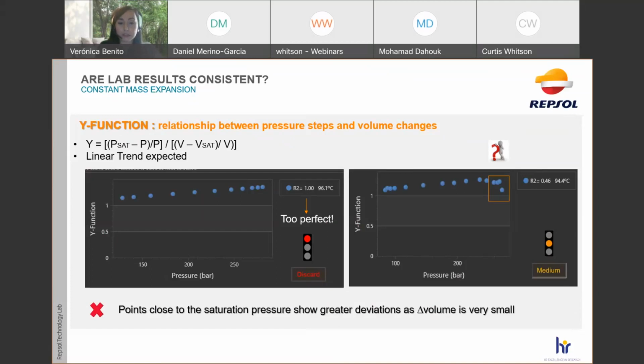Sometimes Y function results seem to be so perfect, as you can see here, no? But that means that the relative volumes have been calculated to successfully accomplish this criteria and are not the real ones. So be careful with this data. No? Many other times we could have some inconsistencies, especially for the pressures close to the saturation point, as you can see in the other plot. Most of them are related with the uncertainty in the volume measurements, as the differential volume could be very small in those stages, and it could be very difficult to measure properly those volumes. So this behavior is shown here, and in those cases, the results are not discarded, but an alert should be considered, no, for these stages.